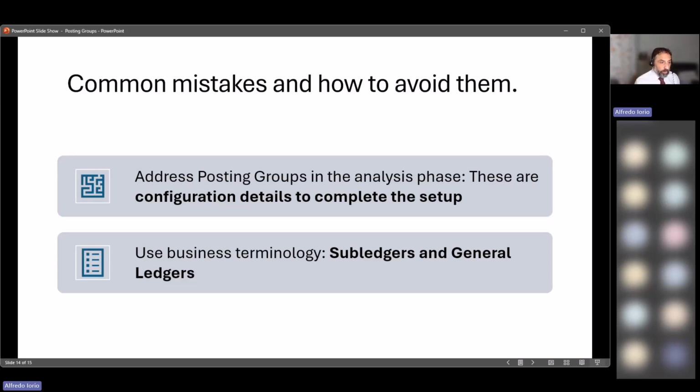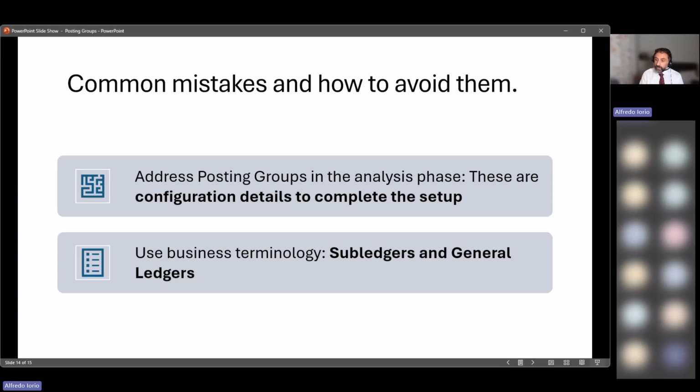So, common mistakes to avoid: address posting groups early in the analysis phase, right? These are configuration details that you need to complete the setup, and your client needs that. When they go through user acceptance testing, they need to find a fully configured sandbox, and configuration means chart of accounts and posting groups. Address these requirements early. My preferred way to do that is that the first analysis workshop that I run with a client is about the general ledger, right? Finance is the first one. This is how I like to work, but you might want to use a different approach, which is okay.